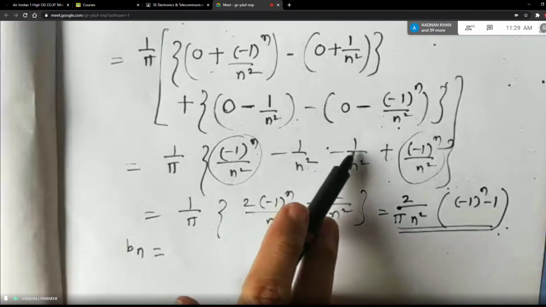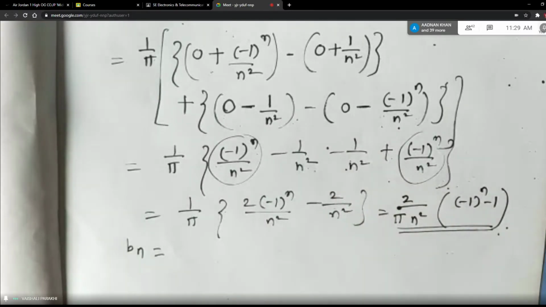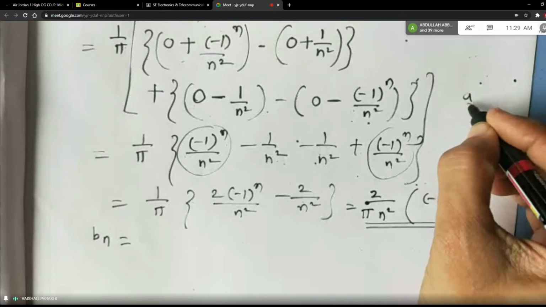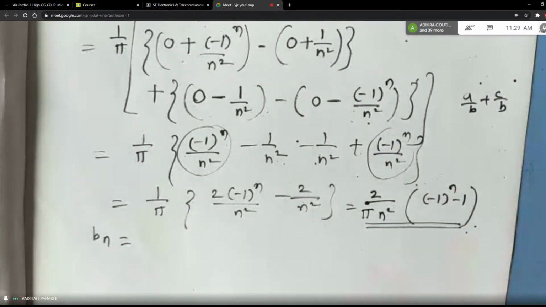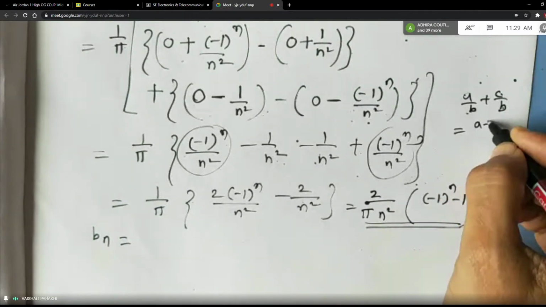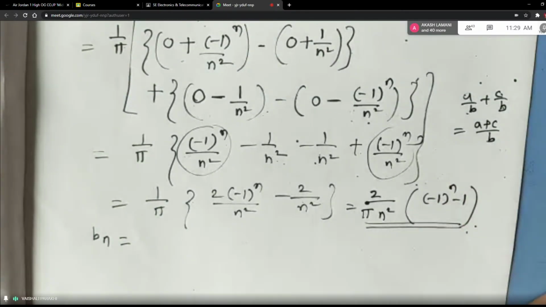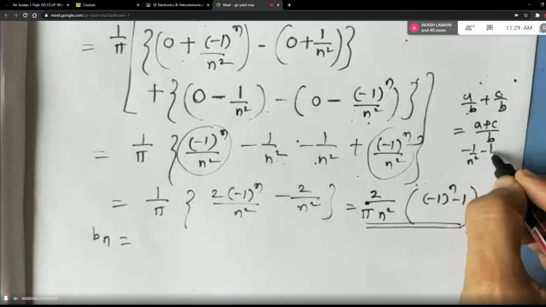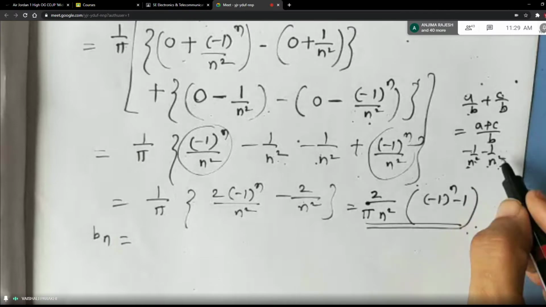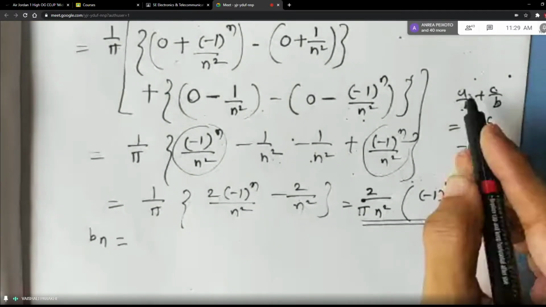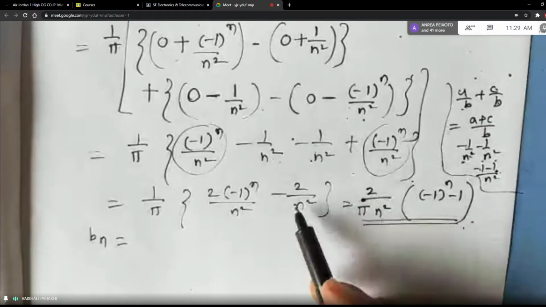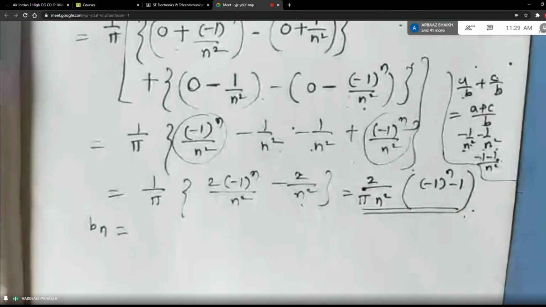So what is minus 1 minus 1? See, suppose you have a by b plus c by b. When the base is the same, you can add the numerators, so a plus c by b. So when I write minus 1 by n square minus 1 by n square, the denominator is the same, so minus 1 by n square I'm writing. What is minus 1 minus 1, Nilay? Minus 2, no? So minus 2 by n square.